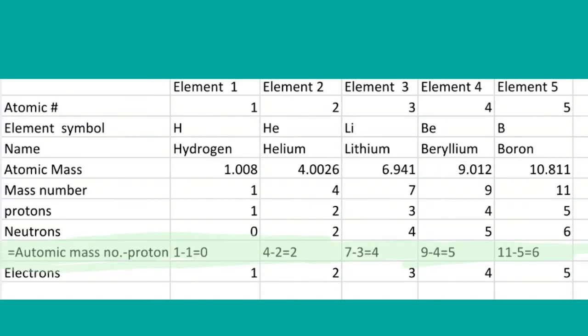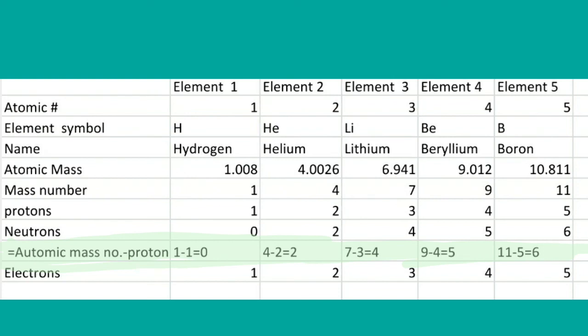For example, in the case of element 1, atomic number is 1, symbol is H, name is hydrogen, atomic mass is 1.008. Mass number. Here we have to round the number to the nearest whole number. So 1. Protons. As atomic number is 1, the value of protons will also be 1. Neutrons. To find the value of neutrons, subtract the value of protons from the mass number. Here 1 minus 1 is equal to 0.